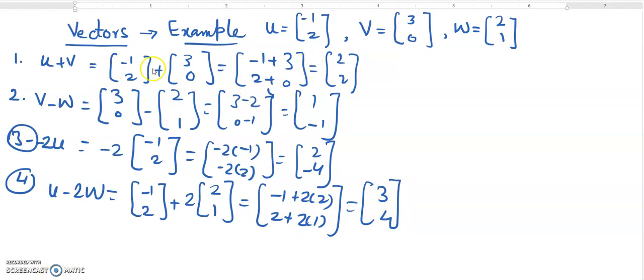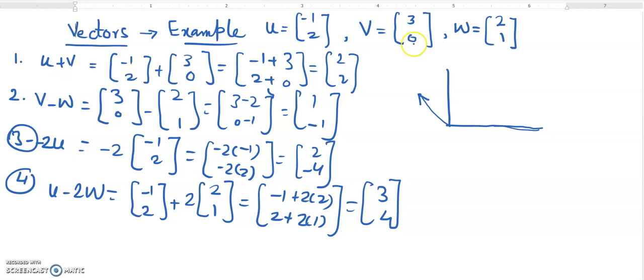Since these are two-component vectors, maybe we can also represent them on the coordinate system. What is u? u is (-1, 2). What is the meaning of -1 and 2? The first one is on the horizontal axis, the second one on the vertical axis. With respect to the origin 0, -1 will be here, and then 2 will be here. So this will be vector u.